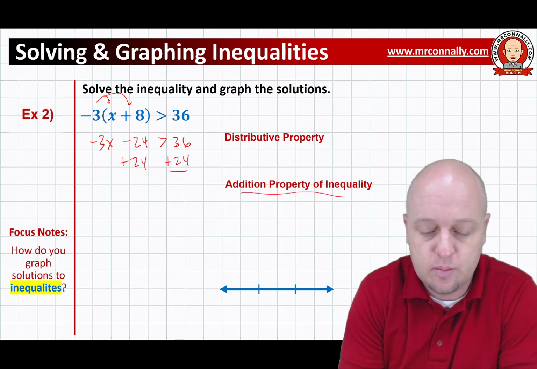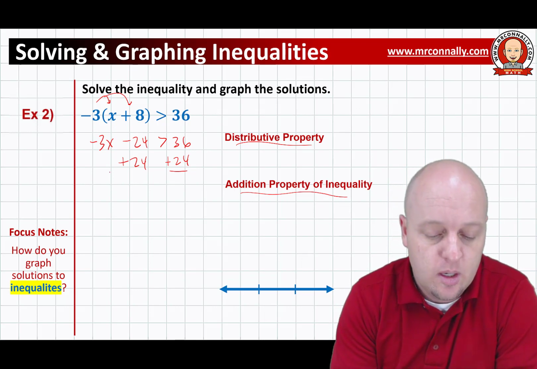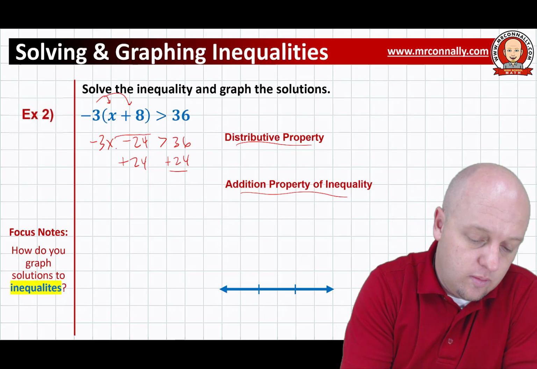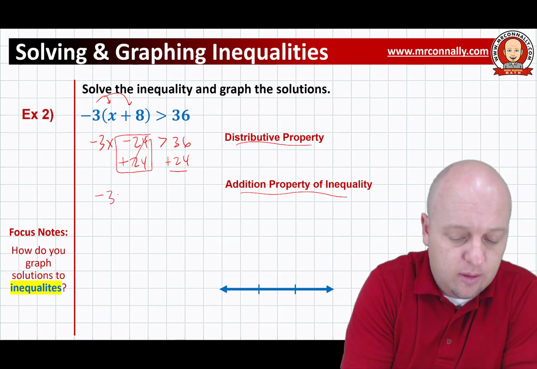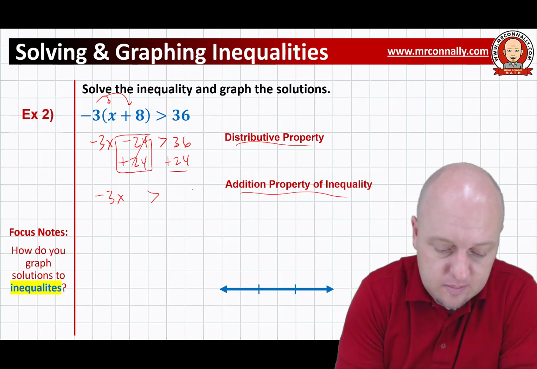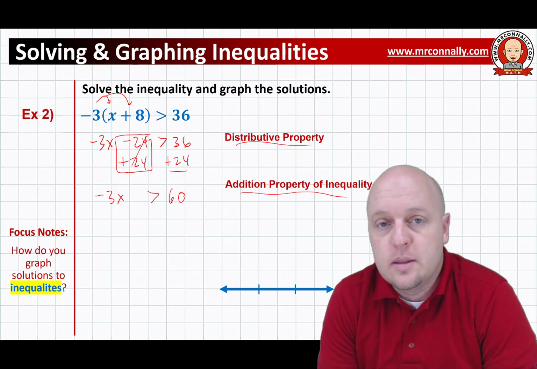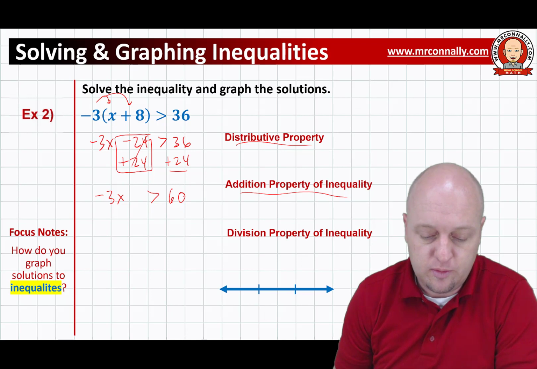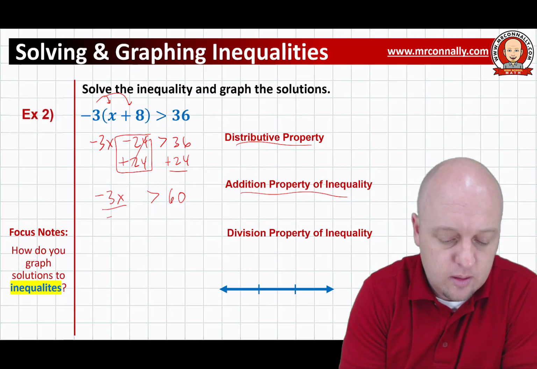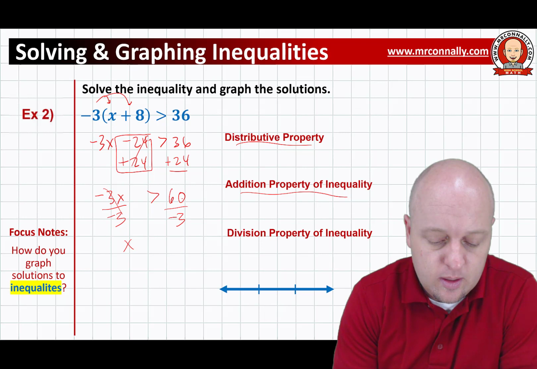Okay, it's important you write these properties in your notes. It's going to really help you, especially for geometry next year. Okay, so these cancel each other out. We've got negative 3x is greater than 36 plus 24, and that's going to be 60. And again, it's just like an equation. We'll simplify both sides. We use the division property, dividing both sides by negative 3, we get x. Now, 60 divided by negative 3 on the right side is negative 20.